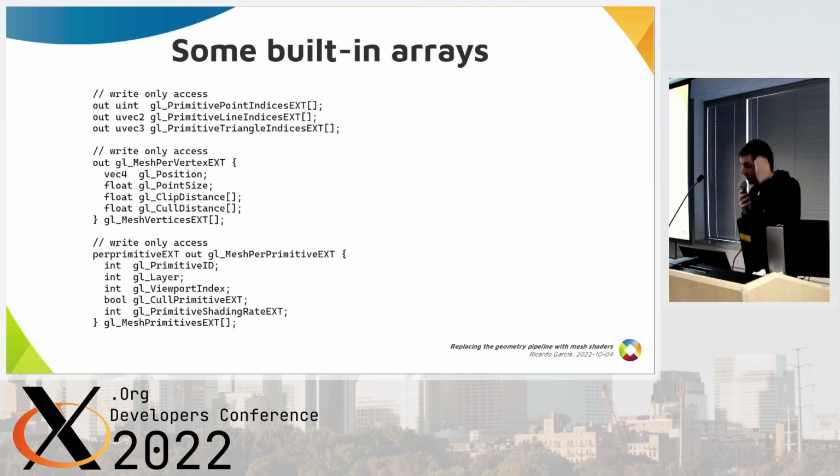You can see it's per primitive. It's declared with a keyword. And you can indicate a few things like the primitive ID, the layer, the viewport index, whatever. You can modify and output per primitive data from there.